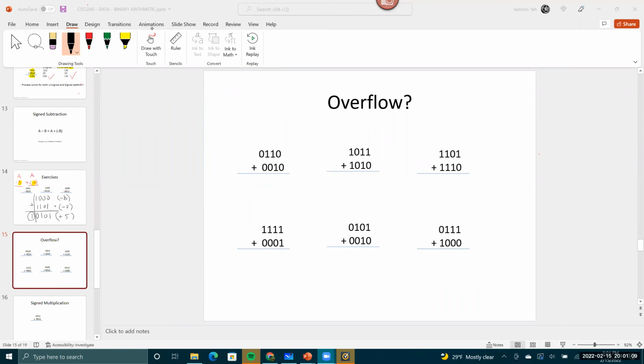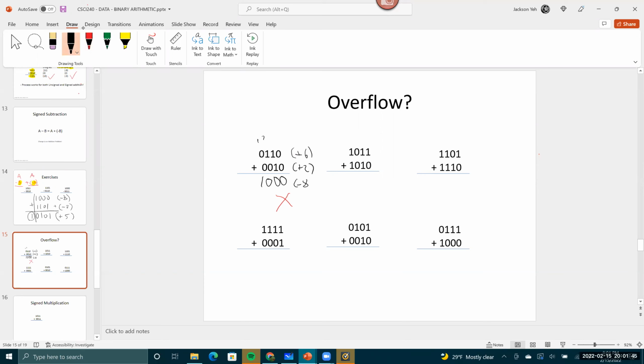Okay, so let's do this now together. The first problem is if we add it together, this is 0, 1 plus 1 is 2, and this is 1, right? So let's look at the number. This is positive 6, this is positive 2, and the answer here is negative 8. This is obviously wrong, right? But there's no overflow. That's odd.